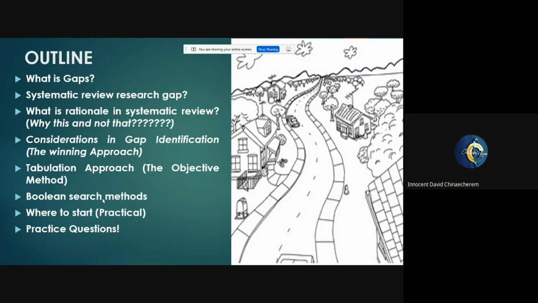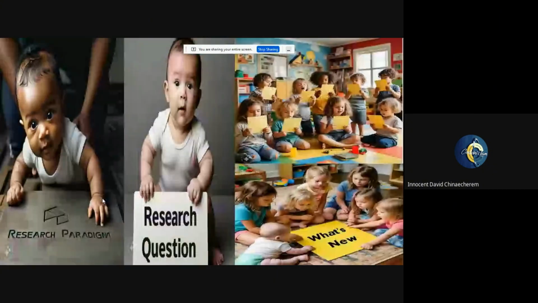They ask them to review literature, but nobody asks them to take a better approach in identifying gaps in literature. And this is where the problem comes up, and you find out that people end up struggling with it. So this is where we're going to start.